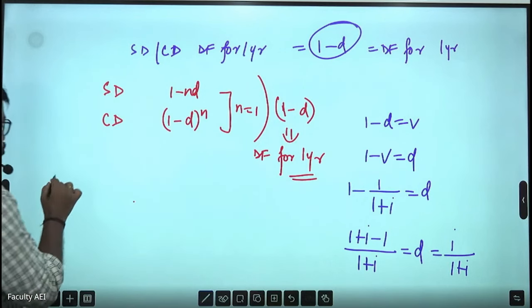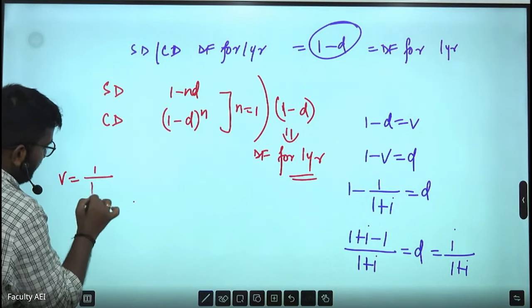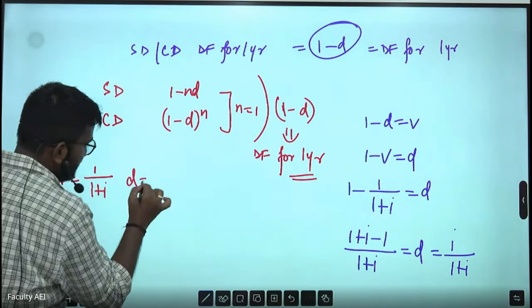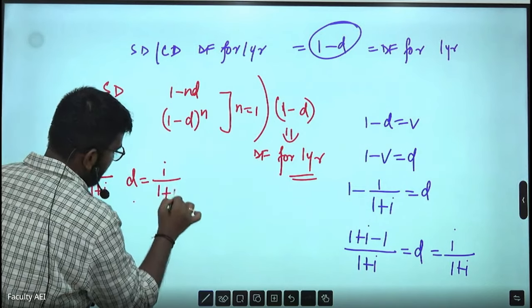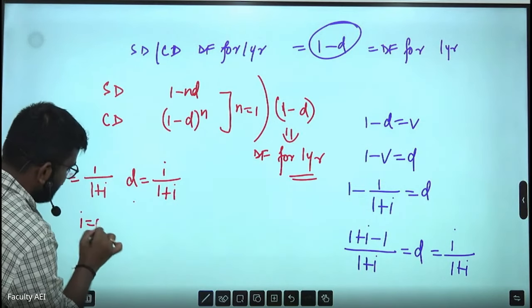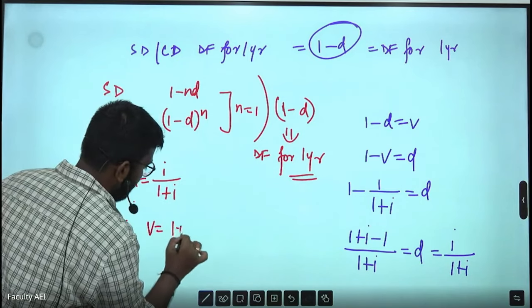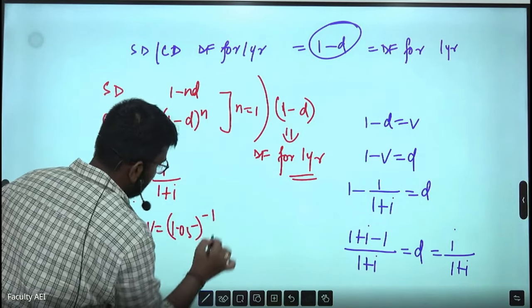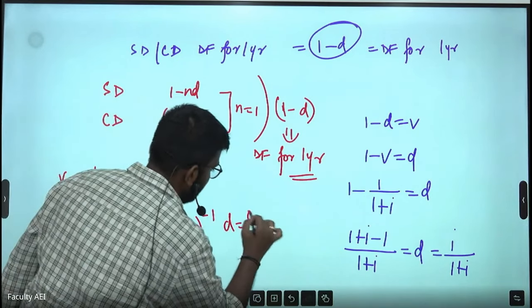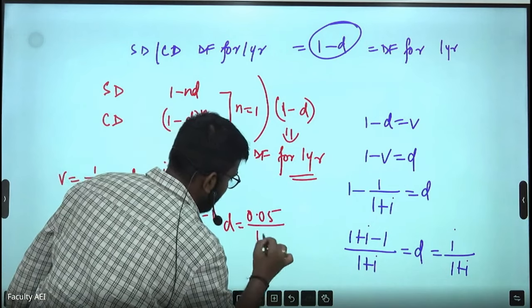Okay. So v is what? 1 by 1 plus i. d is what? i by 1 plus i. i is 5%. What is v? 1.05 to the power minus 1. What is d? 0.05 by 1.05.